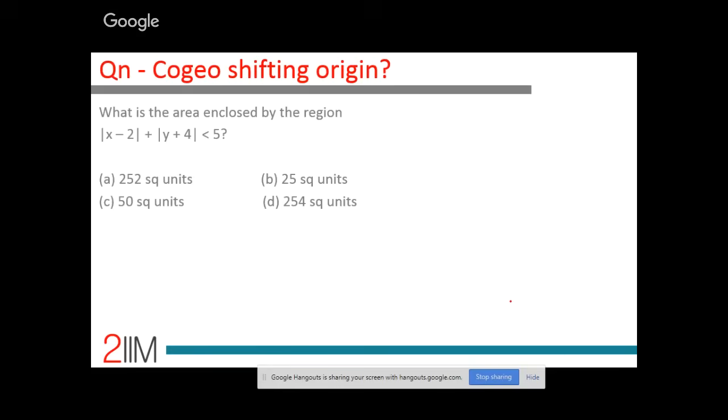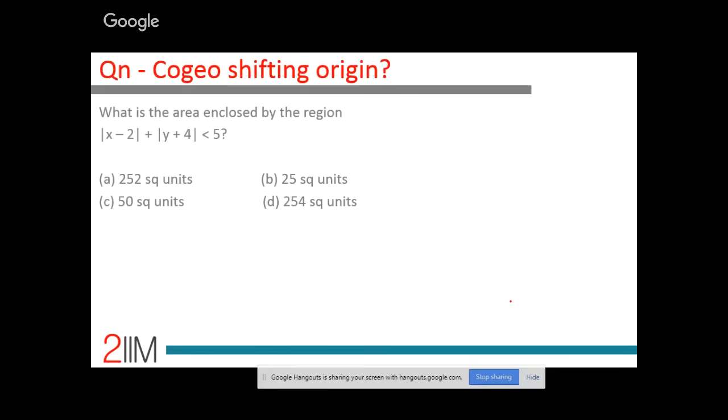This one, very, very important funda working here. Looking at modulus of x minus 2 plus modulus of y plus 4 less than 5. Anytime you find an equation in terms of x minus 2 and y plus 4, x plus 5 and y minus 3, you can forget that x minus 2, y plus 4. Just think of it as x and y at that point 2 comma minus 4. And this question is nothing but mod x plus mod y less than 5, instead of around 0 comma 0, it is around the point 2 comma minus 4.